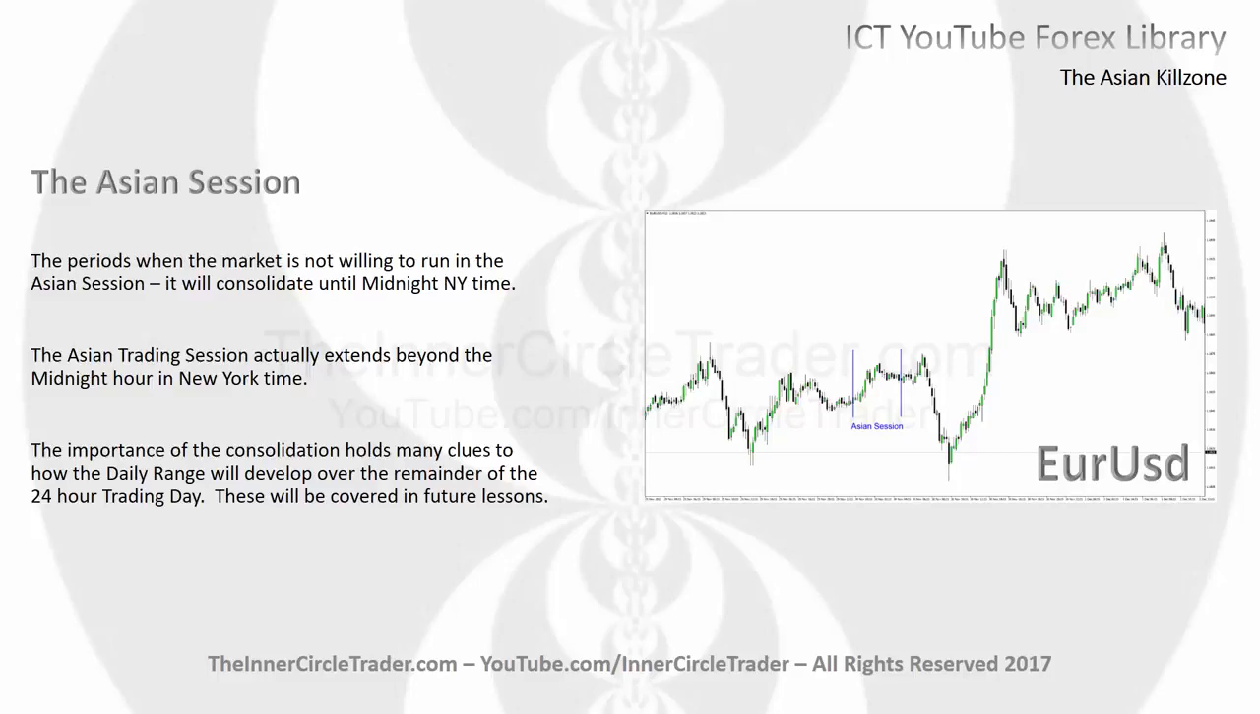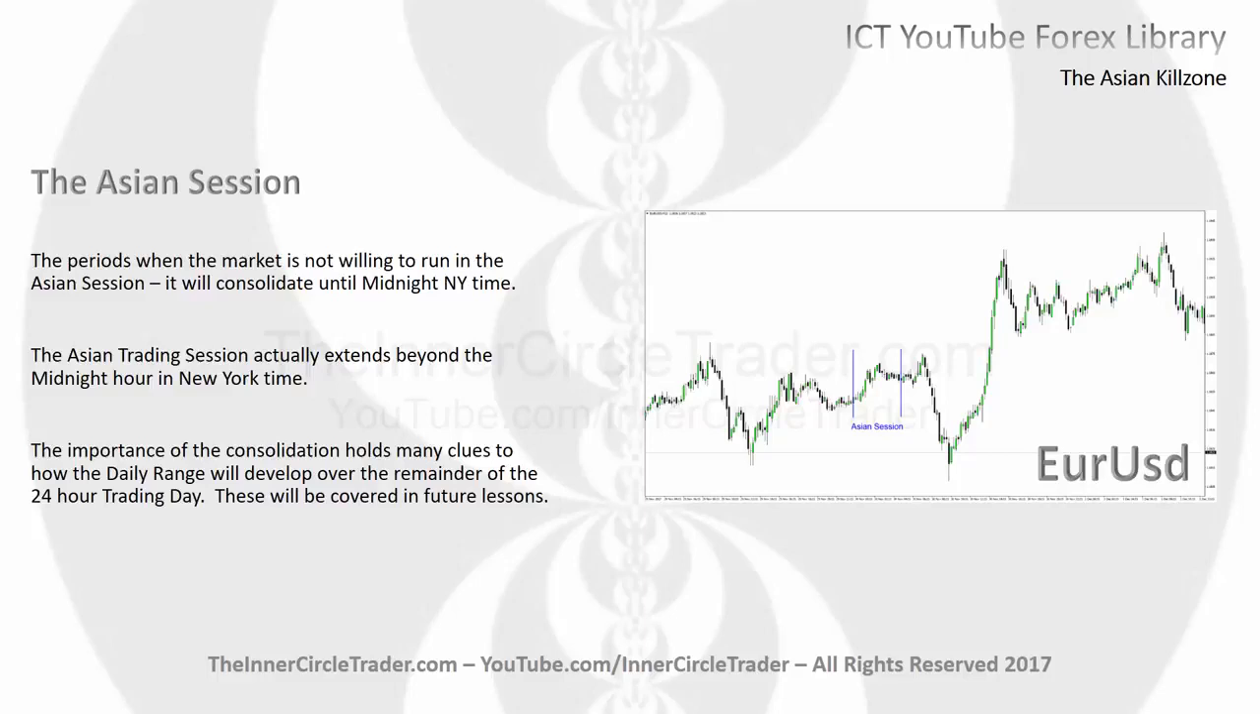Now we're going to talk about the Asian session. Now, the periods when the market is not willing to run in the Asian session, in other words, there's not going to be an optimal trade entry pattern, it will consolidate until midnight New York time. Now, the Asian trading session actually extends beyond the midnight hour of New York time, but I focus specifically in the realm of the Asian Open to midnight.